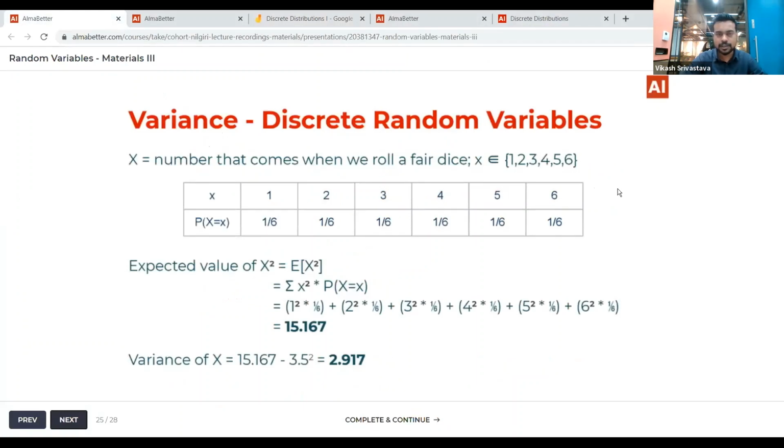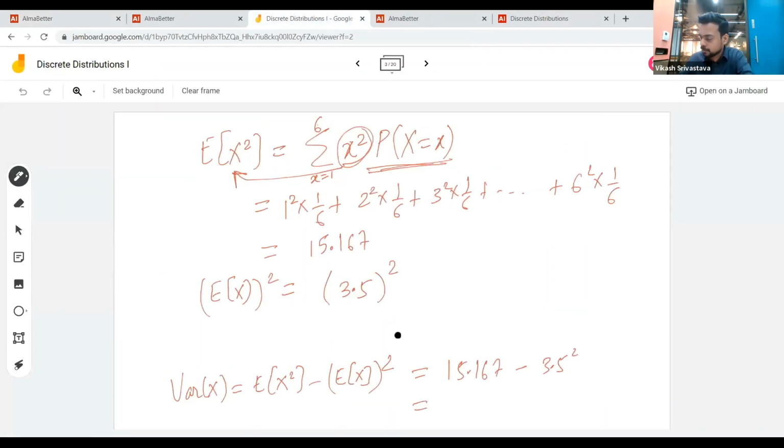Someone says 12.25. Okay, I'm going by your word, so I can write 12.25. No, I don't think it should be 12.25, because 3.5 squared will be 12.25, and if you take the difference of that, it will be something, 2 point something, I guess. Okay, 2.917. Perfect, guys, thanks. Now we can move ahead.